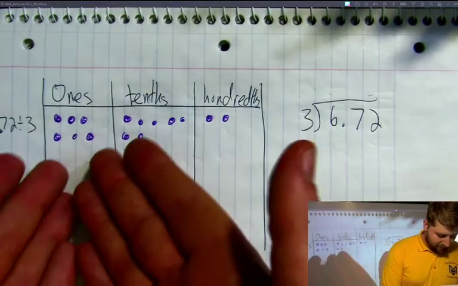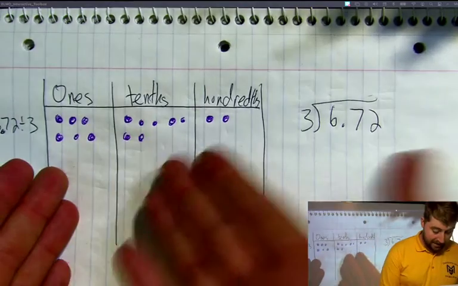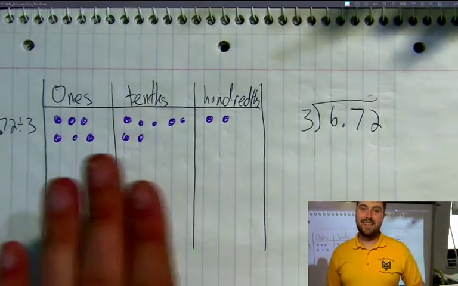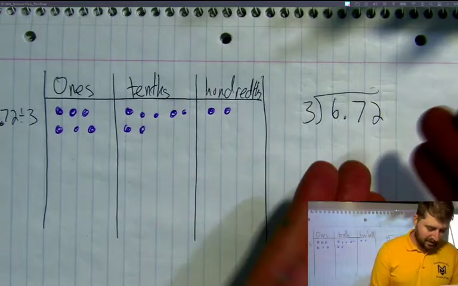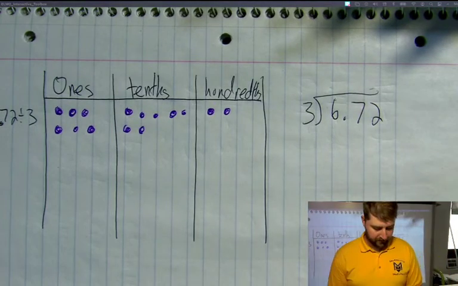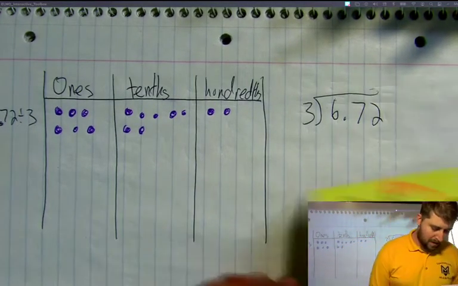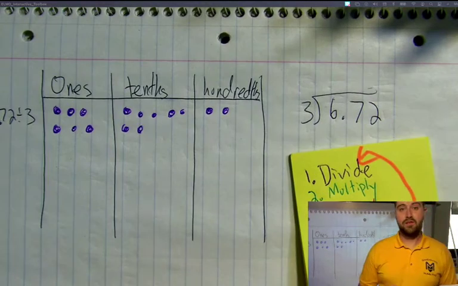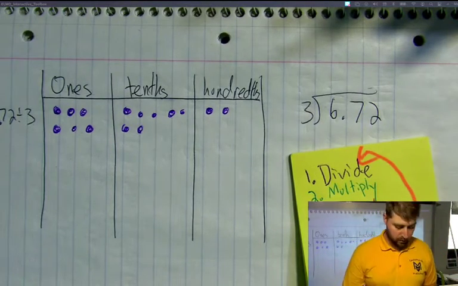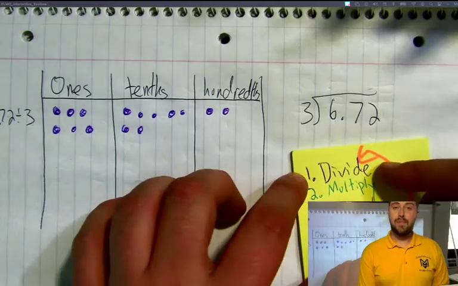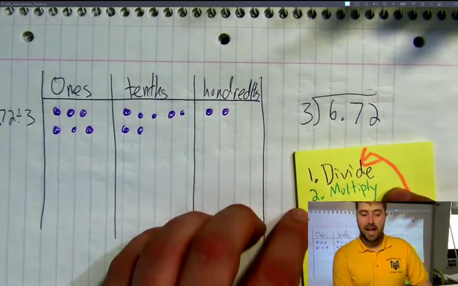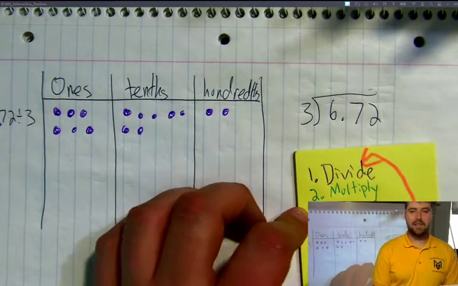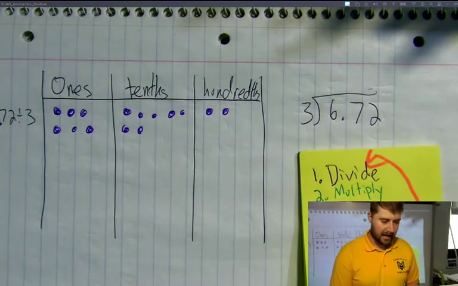So I've gone ahead and I've drawn my 6 ones, 7 tenths, and 2 hundredths. I've also written this out in the standard algorithm. For those of you who might not remember, here are the steps that we take when we're dividing using our standard algorithm, doing long division. We divide, then we multiply, we subtract, and then we bring down, then we go back up to the top and do it all over again.